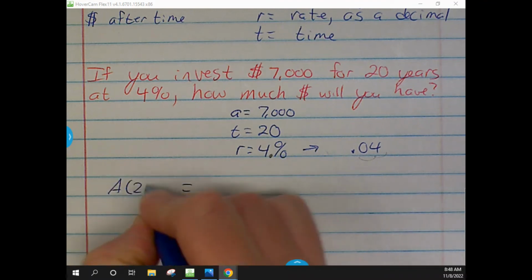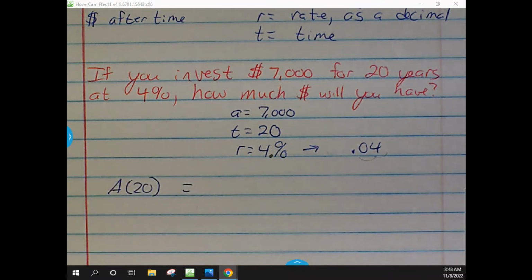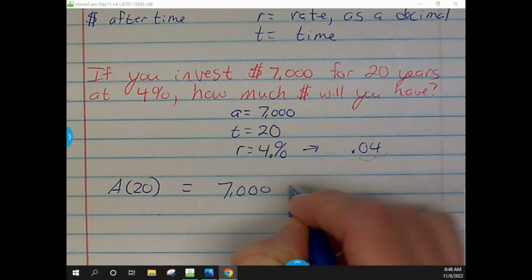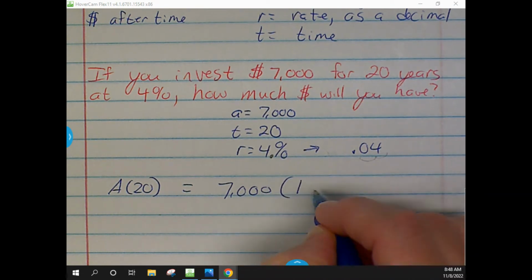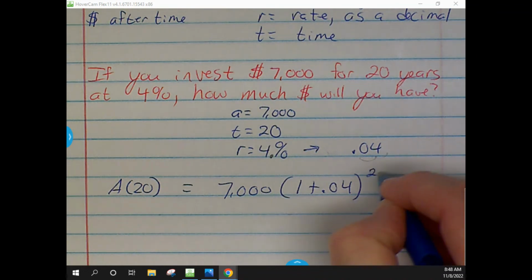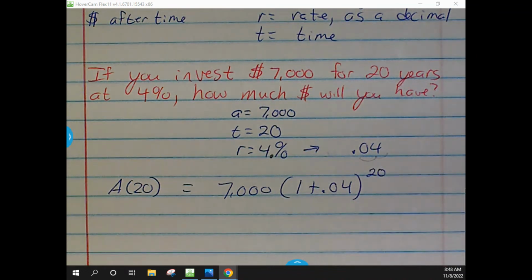Okay, see the amount. So in that case, your t is 20. So your A of 20, which means after 20 years, this is how much money we're going to have. It's $7,000 times 1 plus 0.04 to the 20th power.